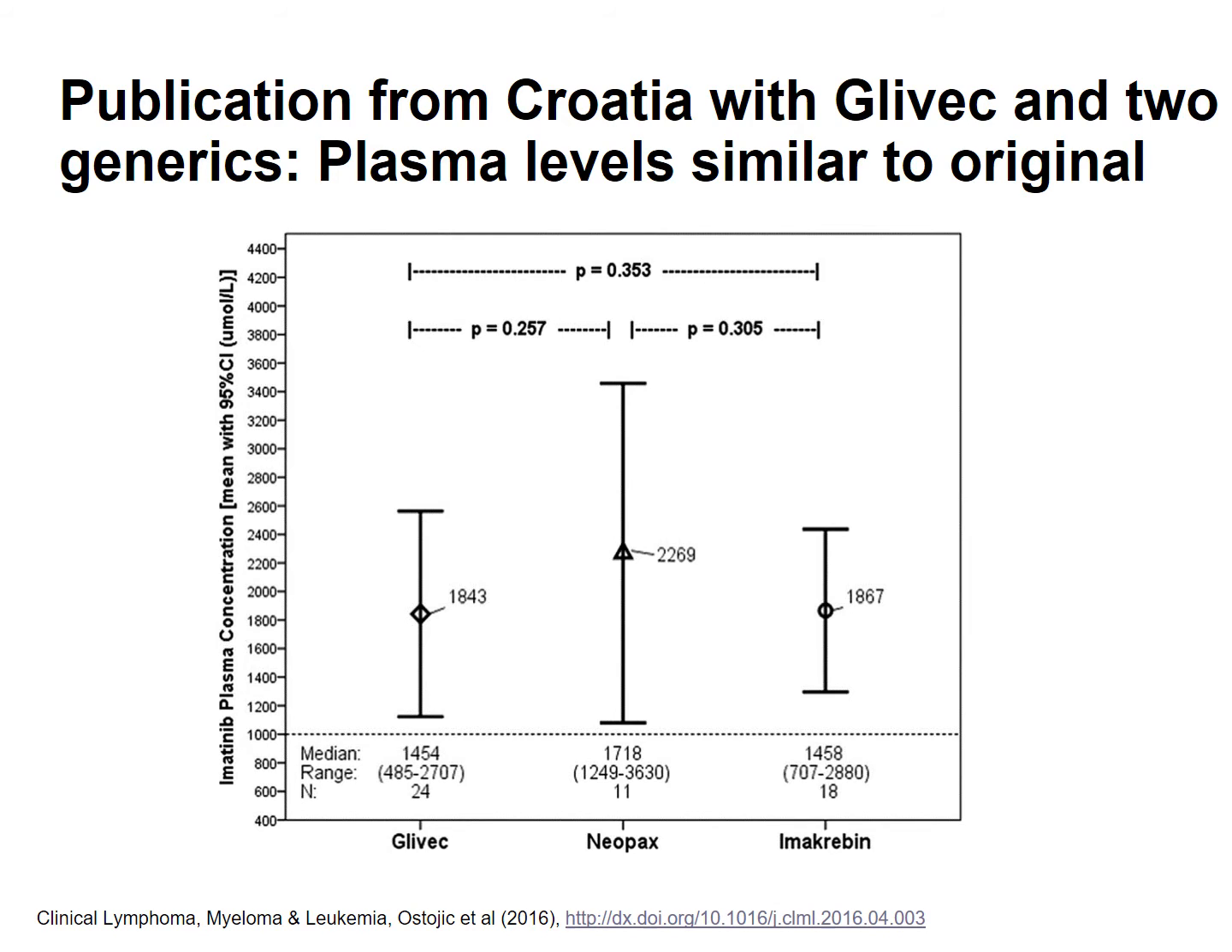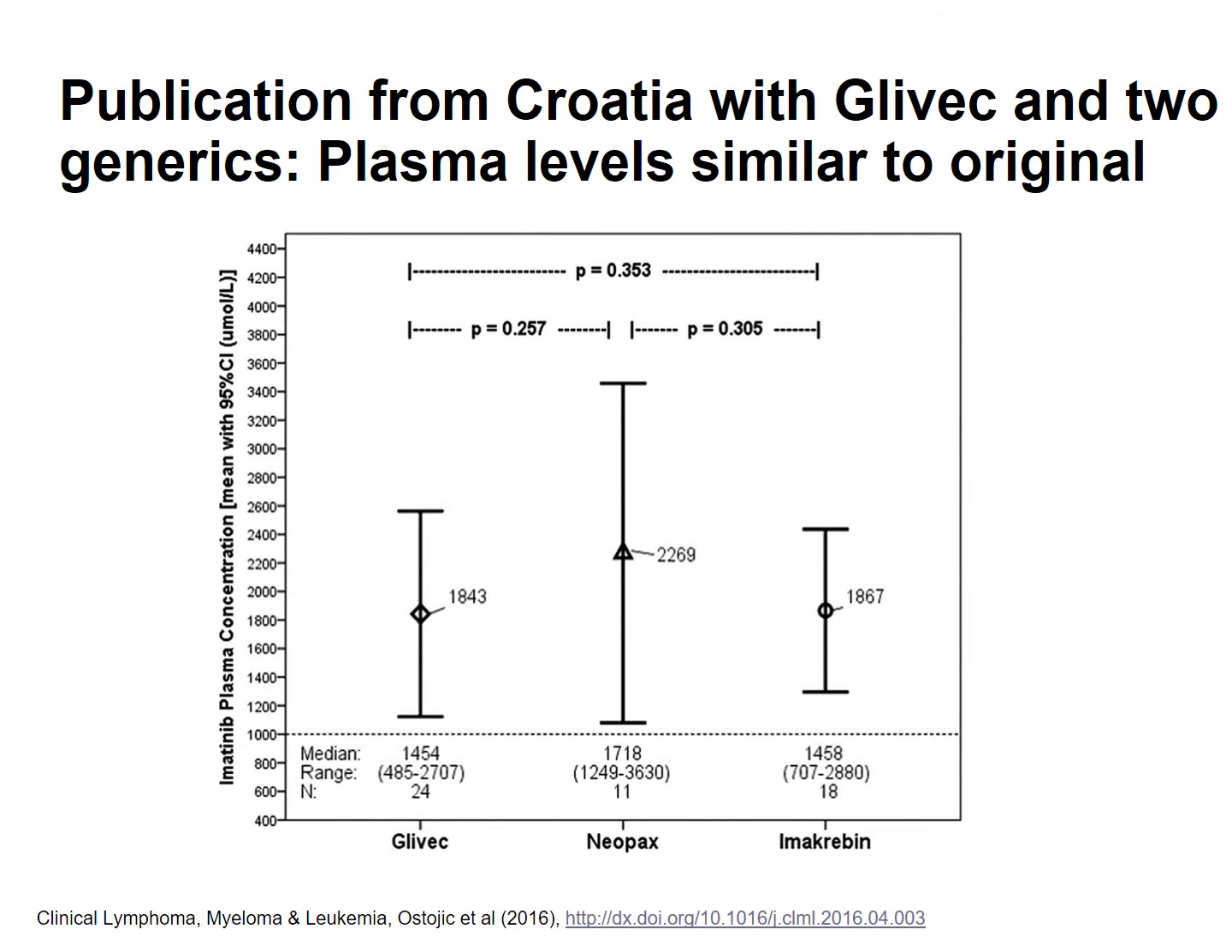There has been one publication from Croatia where Glivec and two imatinib generics were actually compared in terms of plasma levels. One drug or the other drug were given in sequence to real people, and then they measured the concentration of the active ingredient in the blood to find out whether this is different to the original.